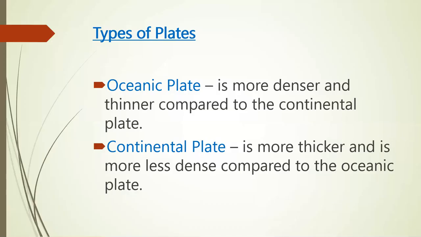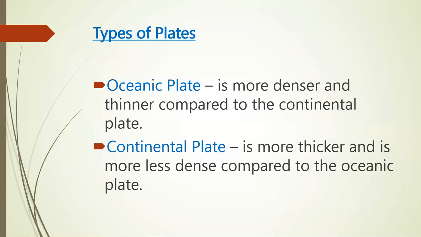Now, there are actually two types of plates. Number one, we have the oceanic plate, and number two, we have the continental plate. Now, what's the difference between them? The oceanic plate is denser and thinner compared to the continental plate, while the continental plate is thicker and less dense compared to the oceanic plate.